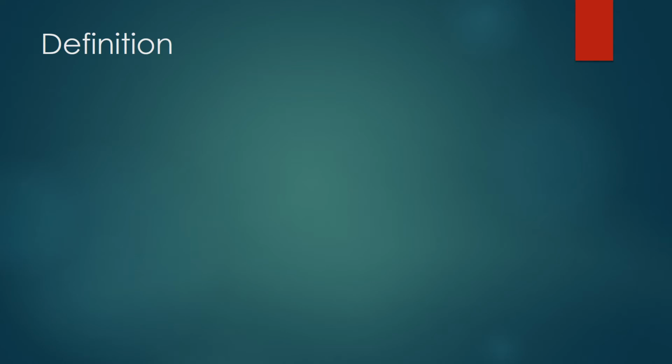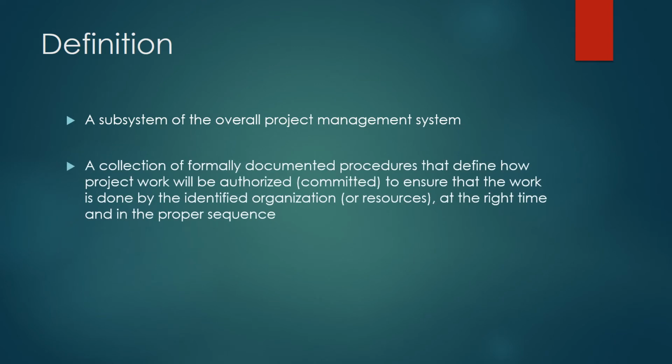So let's look into the definition of the work authorization system. Now, the first thing to understand is there is a difference between project management system and work authorization system, and some people also call it project management information system. Okay, so work authorization system, the WAS, is a subsystem of the project management system, the PMS. So this is a subsystem. That is the first thing that you should understand.